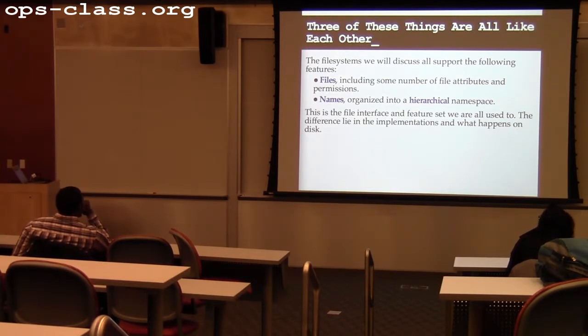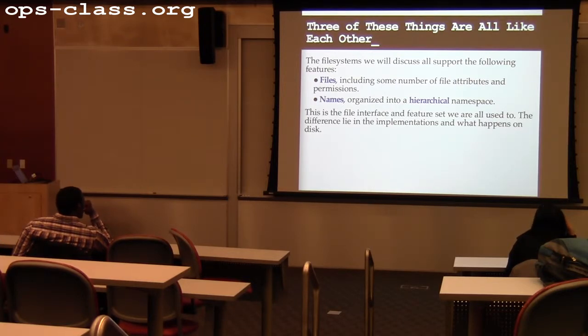All right, so the file systems we're going to discuss all support some superset of these features, right? They all support files. They all support hierarchical namespaces, which is a very, very common feature. And so, to some degree, the interface to you looks the same.